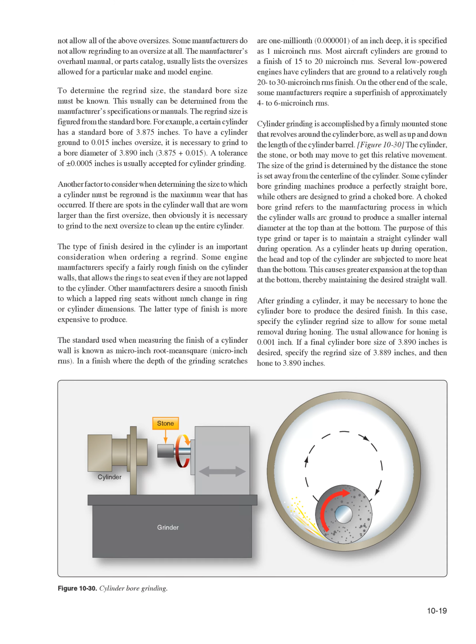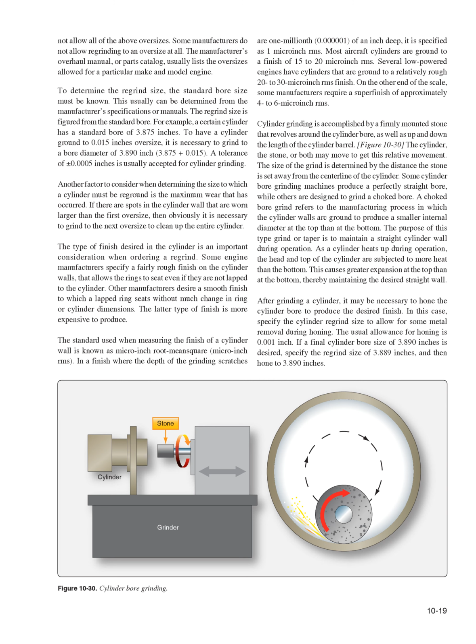Cylinder grinding is accomplished by a firmly mounted stone that revolves around the cylinder bore, as well as up and down the length of the cylinder barrel. Figure 1030. The cylinder, the stone, or both may move to get this relative movement. The size of the grind is determined by the distance the stone is set away from the center line of the cylinder. Some cylinder bore grinding machines produce a perfectly straight bore, while others are designed to grind a choked bore. A choked bore grind refers to the manufacturing process in which the cylinder walls are ground to produce a smaller internal diameter at the top than at the bottom.